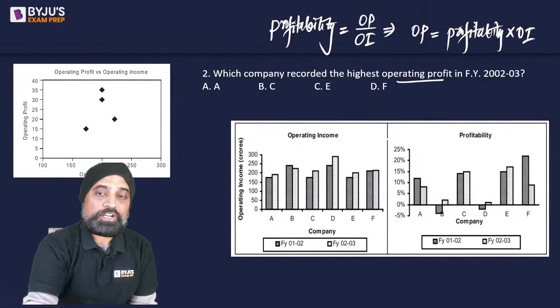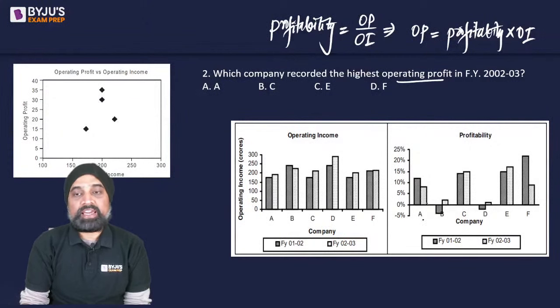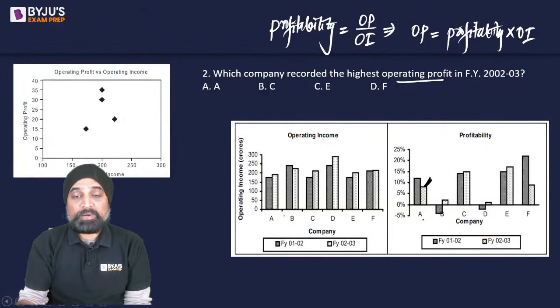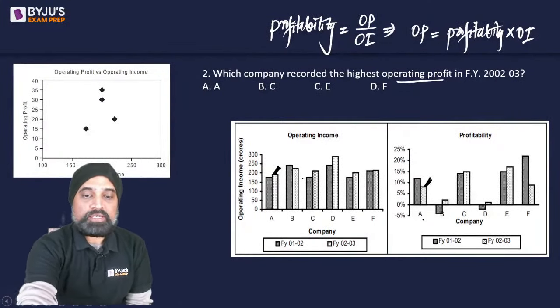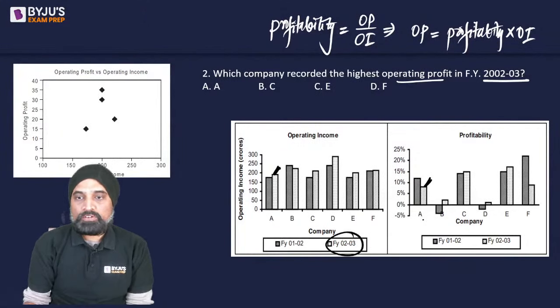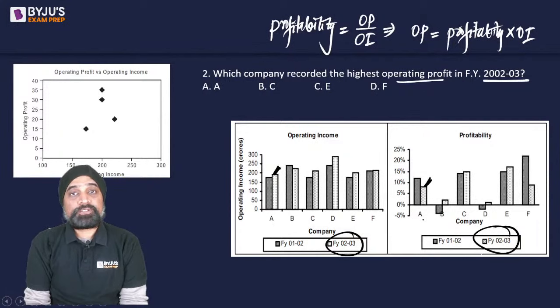So if I want to figure out the operating profit for company A, I will have to take its profitability for the 2002-2003 year, and I will multiply it with the operating income for the same company for the same fiscal. And since the question is talking about 2002-2003, we will be taking up the dotted graphs, right? Those are more white in color.